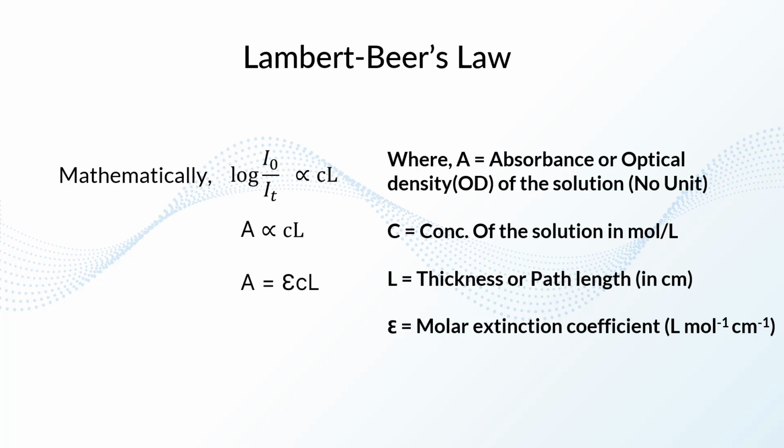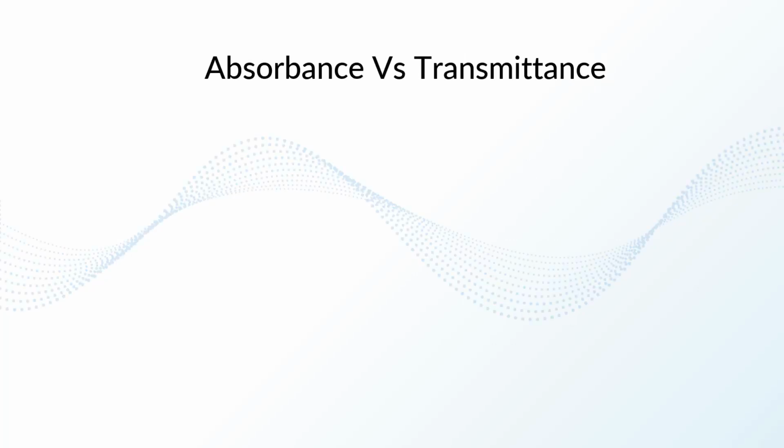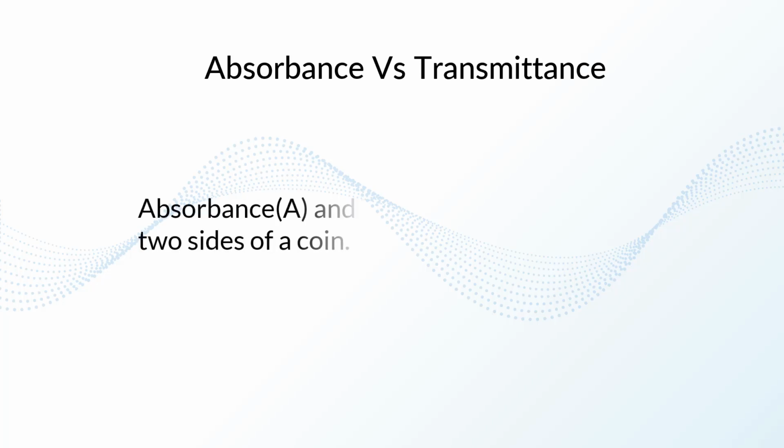So A is equal to epsilon CL is a very simplified version of the Lambert-Beer law. It is a very simple statement. Now, what is the relation between absorbance and transmittance? When we talk about transmitted light, we talk about the amount of light that is coming out of the sample. It is very useful to know how much light has come out when we express it in percent. Suppose I have put in 100 of light and 50 comes out, it means 50% of the light has been absorbed.